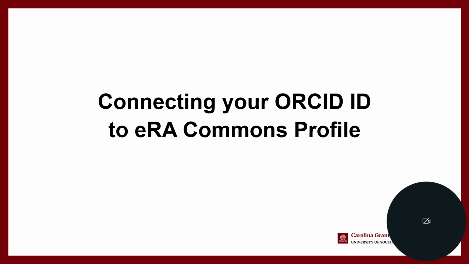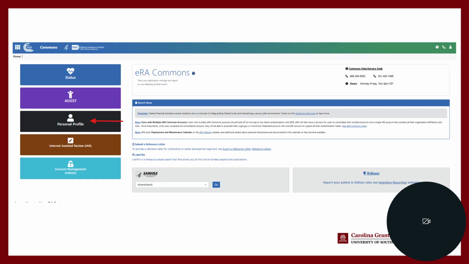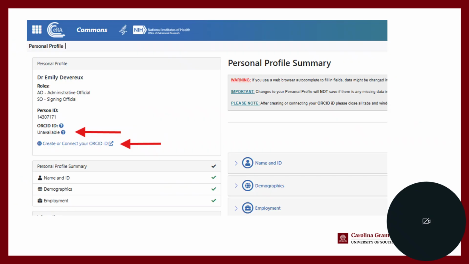First, we will take you through connecting your ORCID ID to your ERA Commons profile. First, you will want to log into ERA Commons. From the left-hand menu, click Personal Profile. Near the top of the profile page, select Create or Connect your ORCID ID.